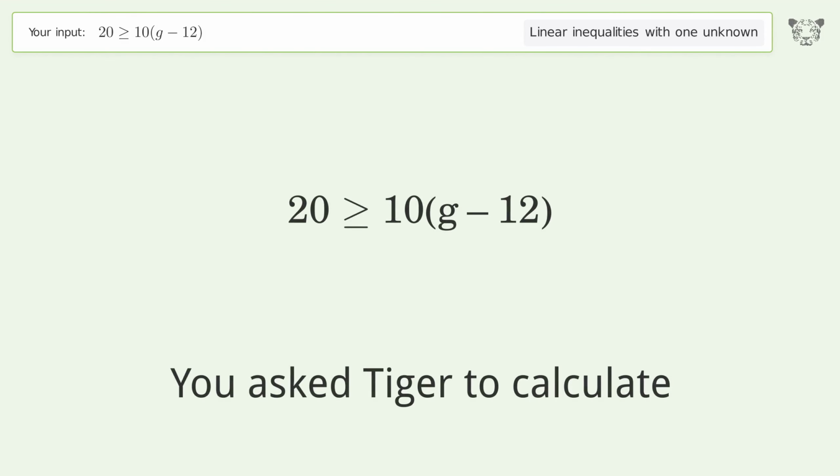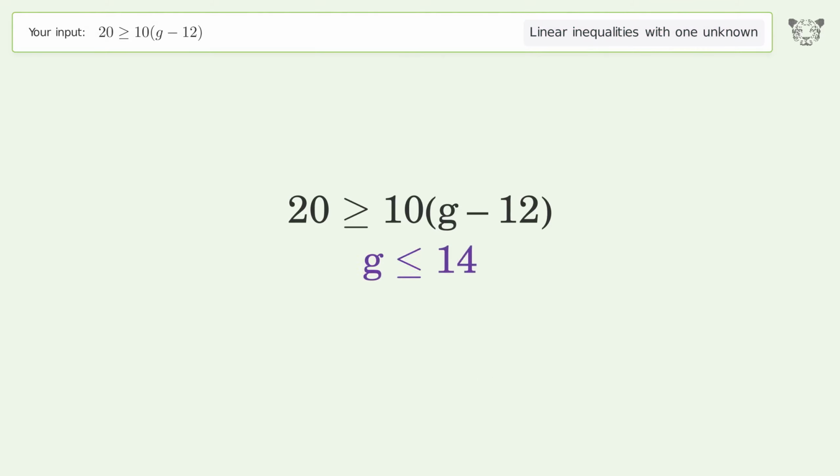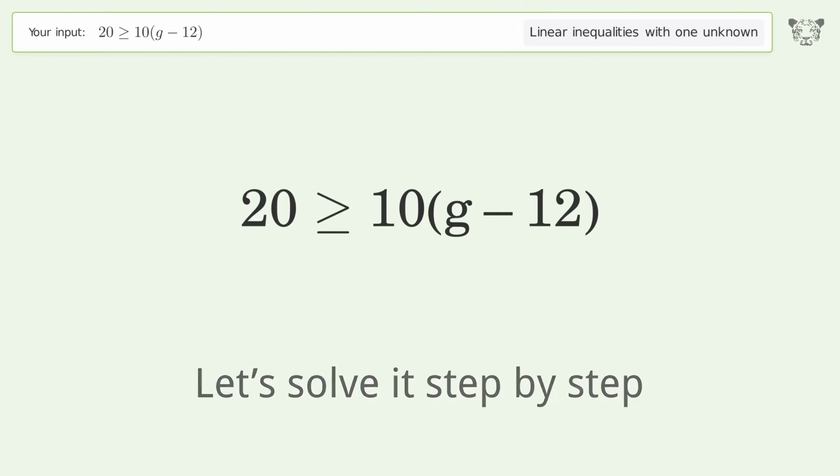You ask Tiger to calculate. This deals with linear inequalities with one unknown. The final result is g equal or smaller than 14. Let's solve it step by step.